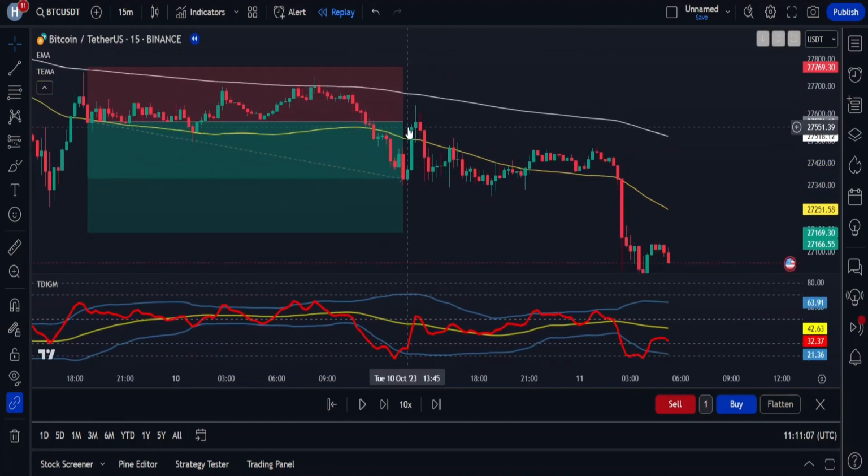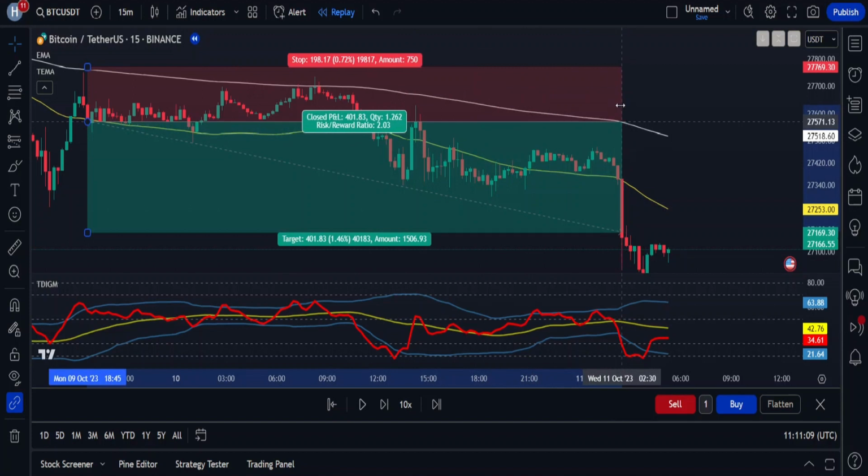I hope this video could showcase a few interesting and profitable ways that the TDI indicator can be used to enter into positions. So this is going to be it for this video.